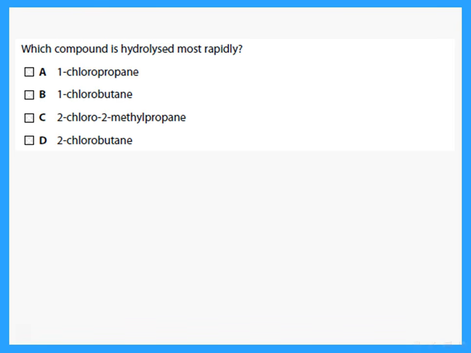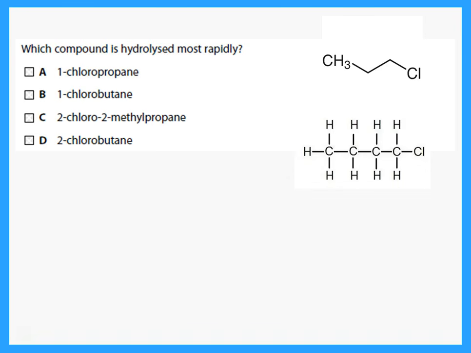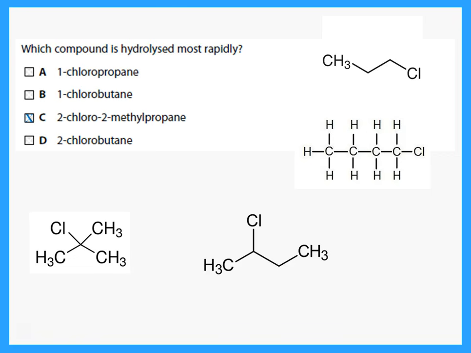So a question like this: which compound is hydrolyzed most rapidly? We want to know which of these would react faster. Remember that 1-chloropropane has a C-Cl bond. 1-chlorobutane is also a primary halogenoalkane. Now 2-chloro-2-methyl, this is what kind of halogenoalkane? This is a tertiary halogenoalkane, and we said that the tertiary is more likely to react faster than the secondary, faster than the primary.